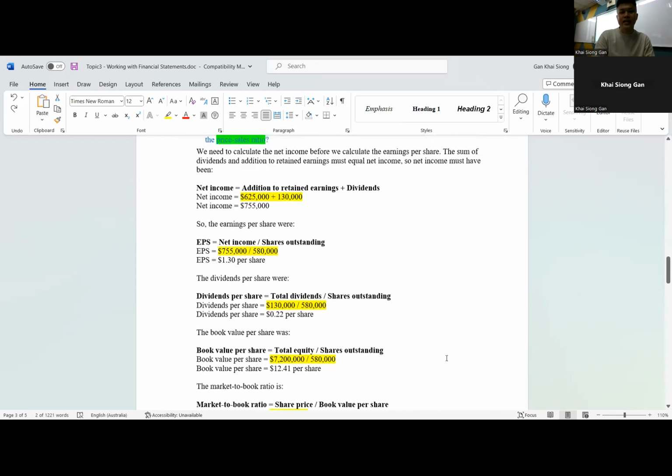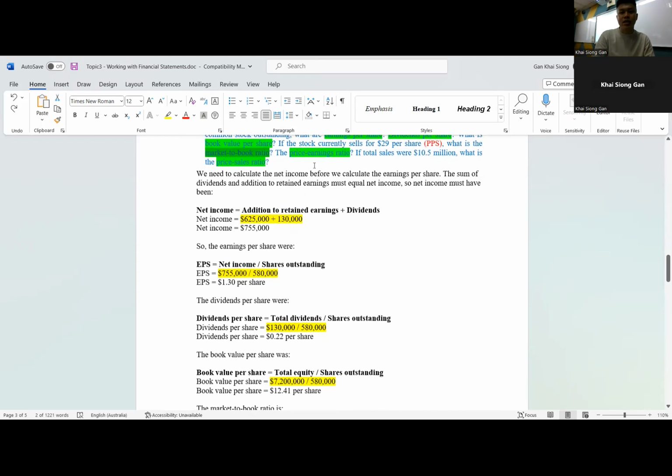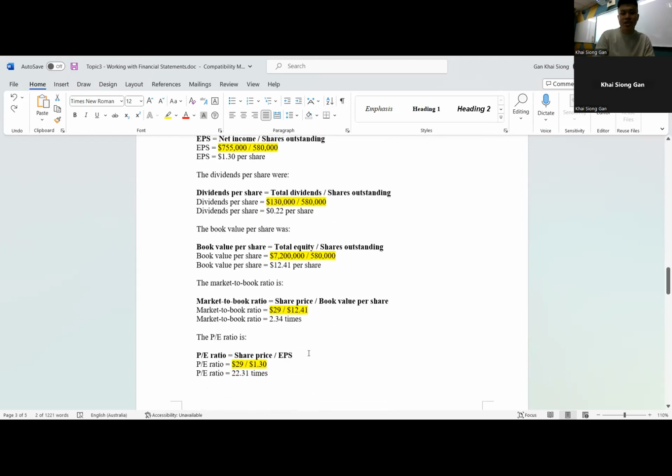Okay, and then after that, we can calculate the PE ratio as well. And lastly, if the total sales were 10.5 million, what is the price sales ratio? So how do you calculate the PE ratio? Because you got the share price already, you use share price divided by earning per share. Okay, then you get this number, the PE ratio.